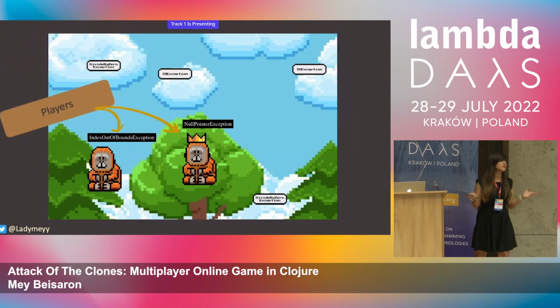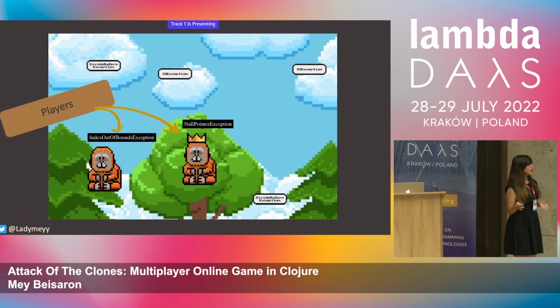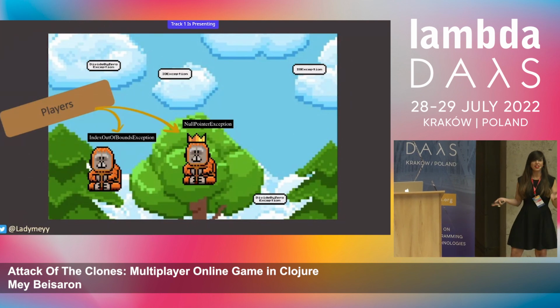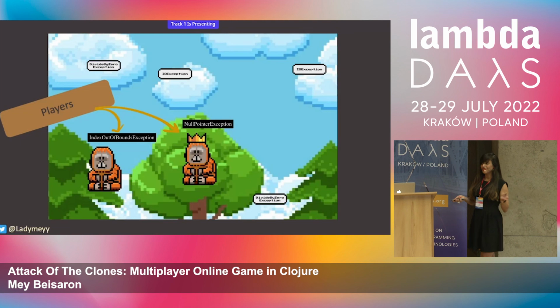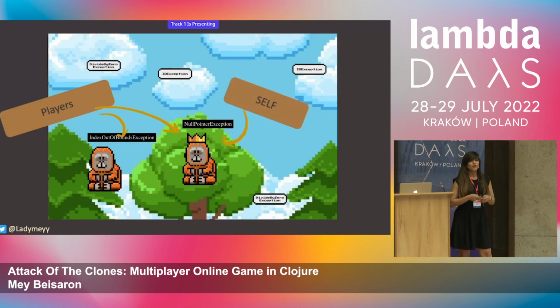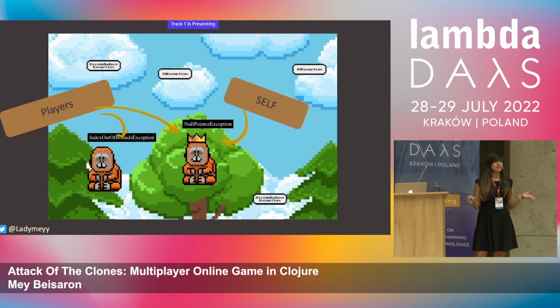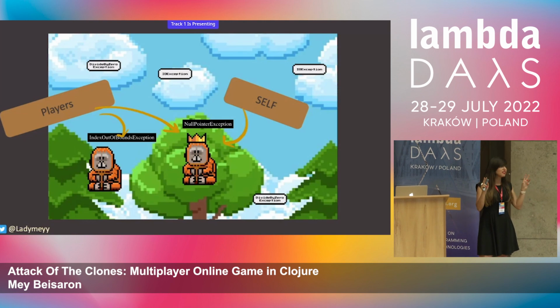Then we have the players. We have different monkeys going around the screen, like I said, trying to collect those exceptions. And for every client, there is one player that has a crown on his head, and this is like the self client, which means this is the actual user that is playing the game at this client.